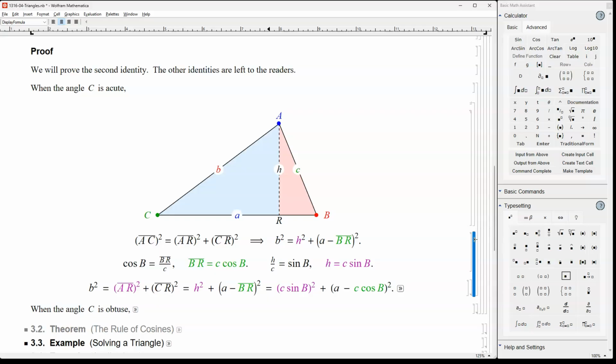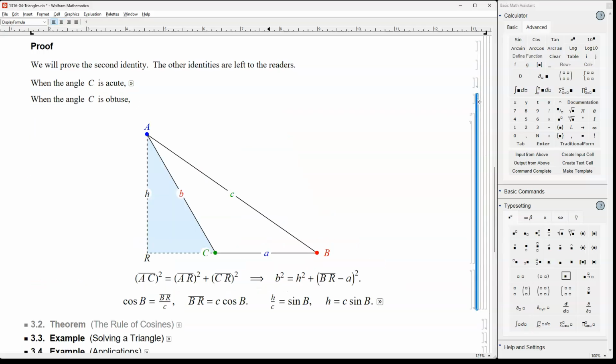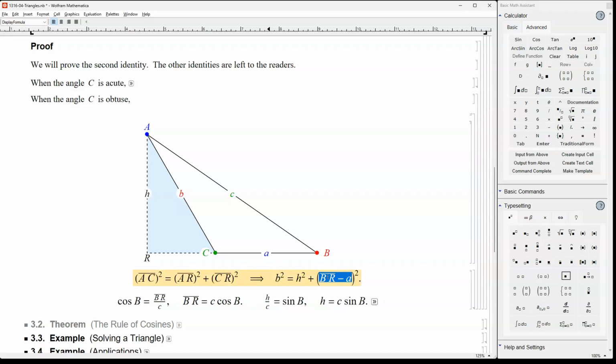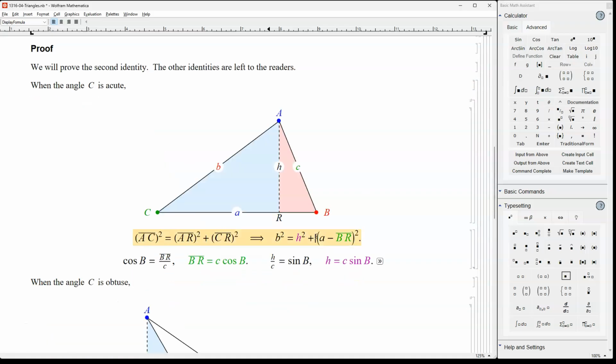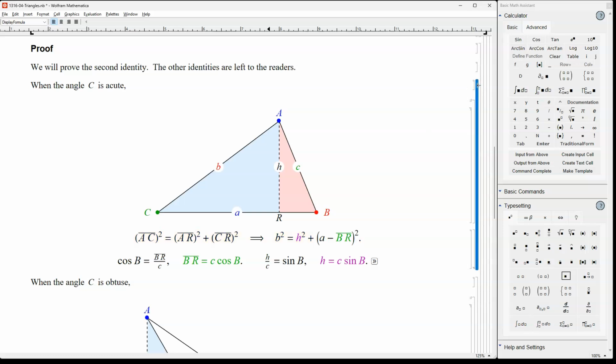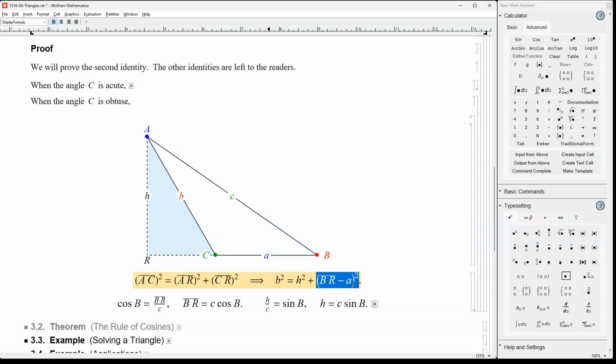Now, what if we have an obtuse triangle? A similar argument works, a little bit more complicated. Let's look at this blue right triangle. b squared, that's hypotenuse squared, is vertical squared, h squared, plus horizontal squared, CR squared. But CR can be considered BR, the total, minus a. So previously we had a minus BR, this time it's BR minus a. Is that a problem? No, not really, because we're going to square it anyway.